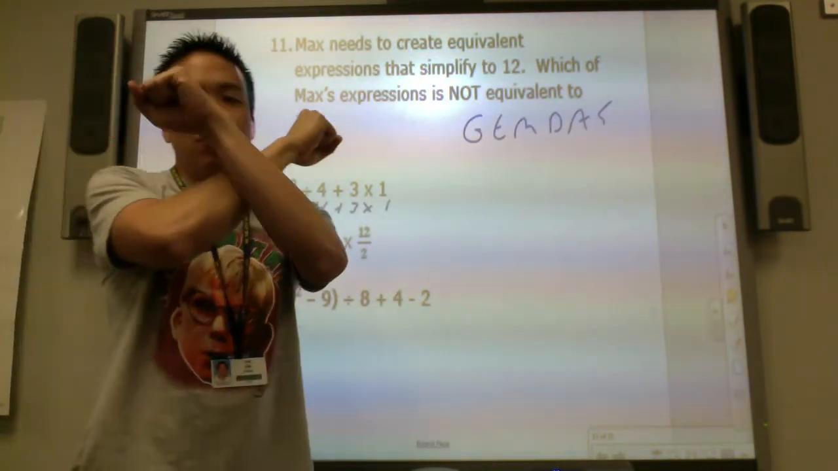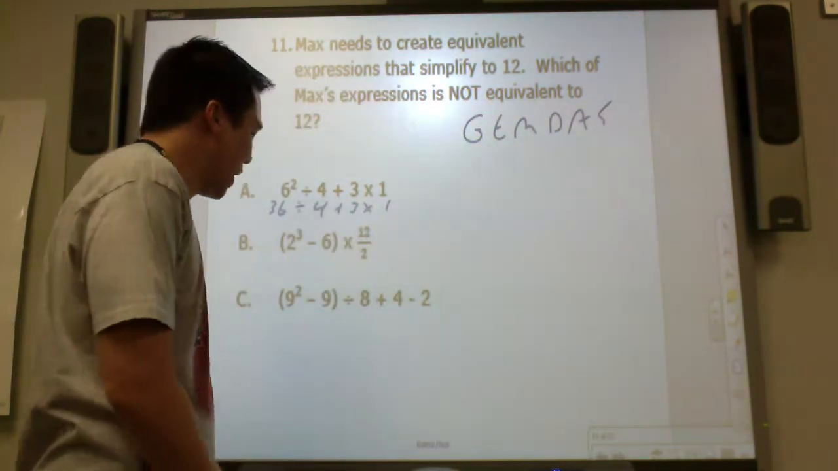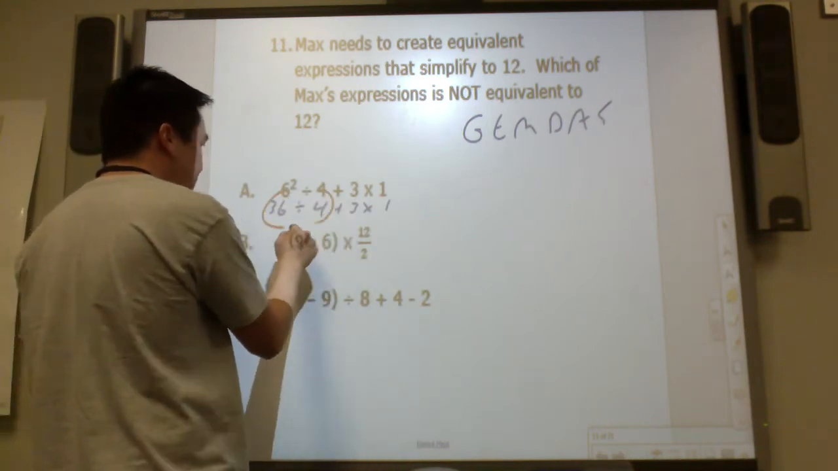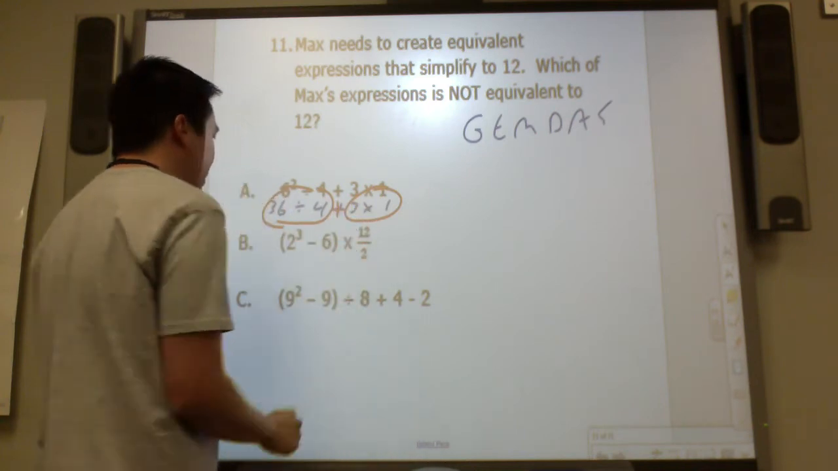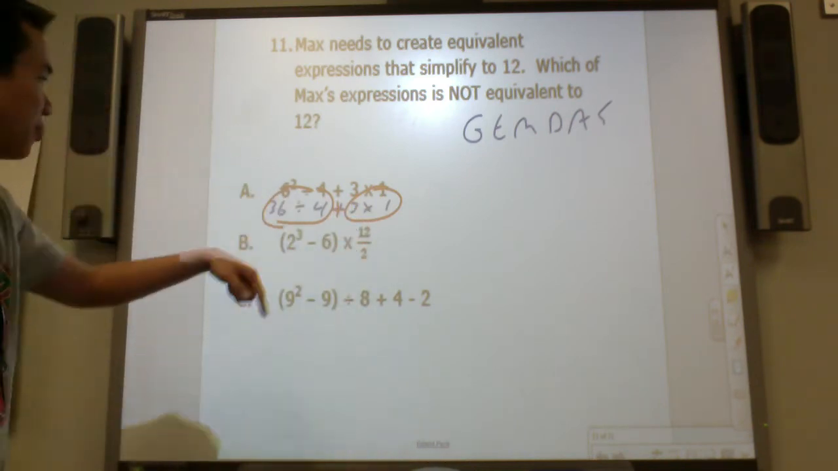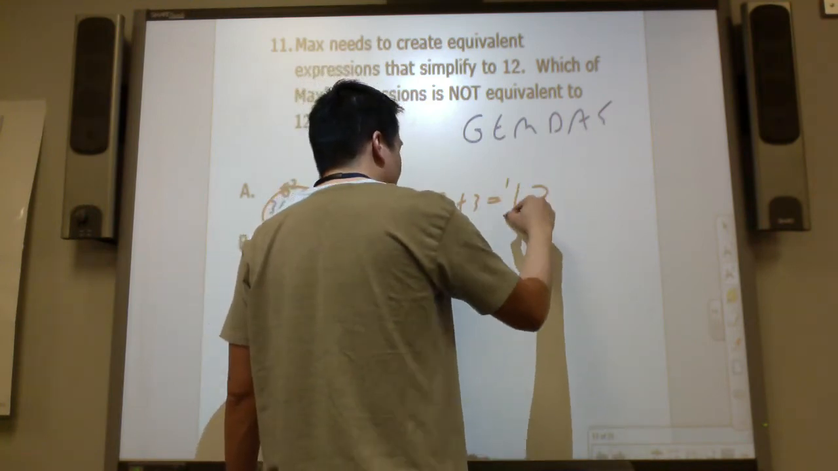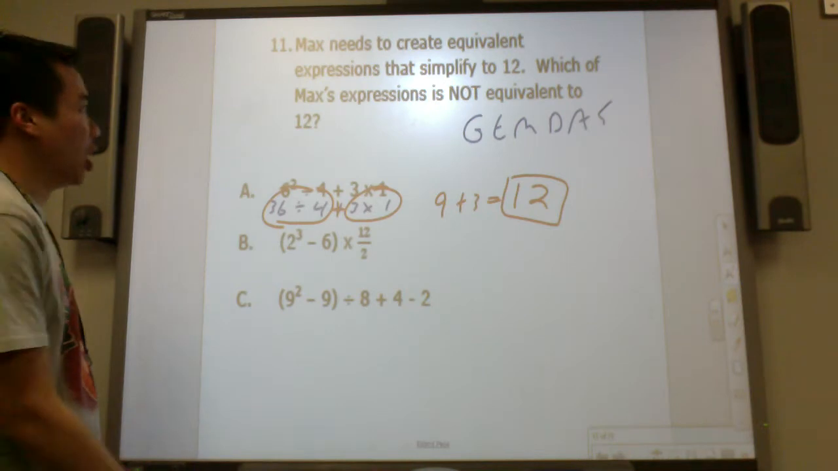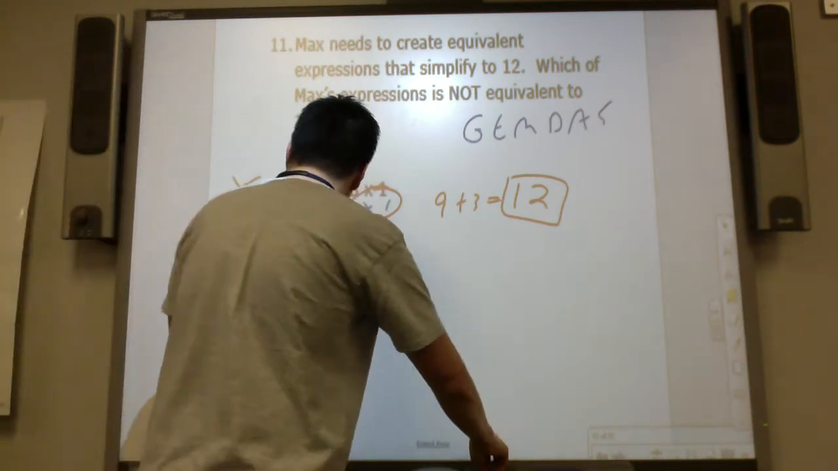M and D is multiplying, dividing from left to right. So are there any multiplying and dividing here? I see dividing here, and I see multiplying right there. So 36 divided by 4 is 9, plus 3 is 12. 12 is the answer. So which one is not equal to 12? Not A. Let's look at B.